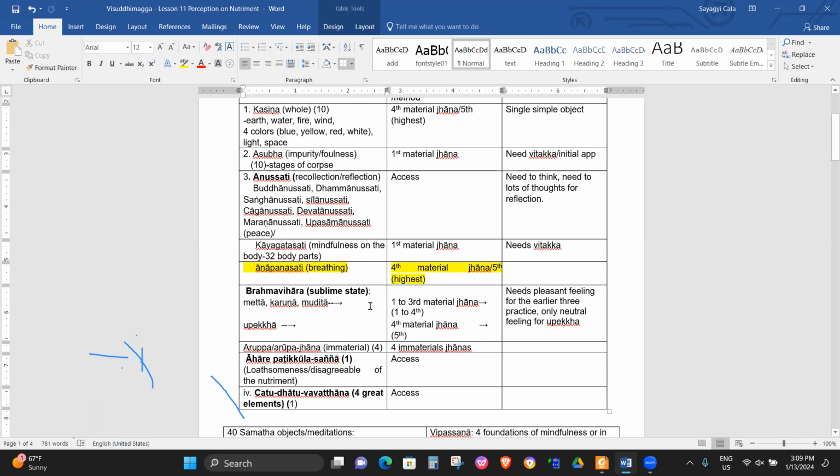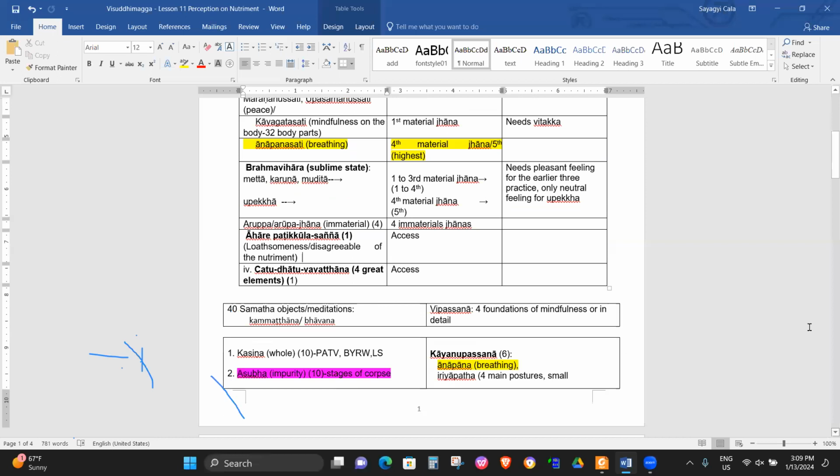All right. So, okay. Now, Arupa. Arupa can go for the 4th material jhana. Now, we are going to study this one, okay? So this one, I think you all can practice. So I highlight those I think that you all can practice at home. So the Brahma Vihara, you can practice at home. Anapanasati, you also can practice at home. And this one, we will discuss next week. We also can practice at home.